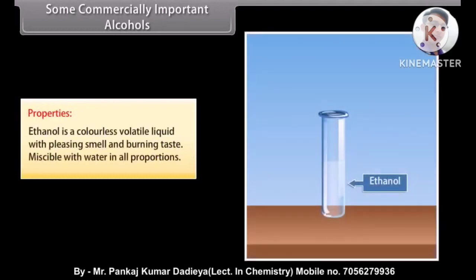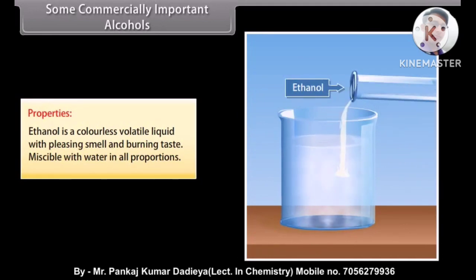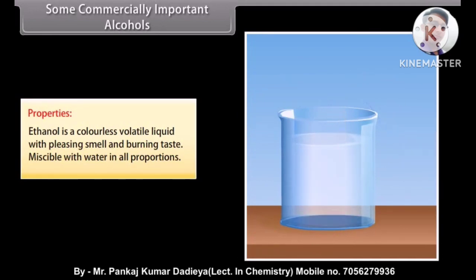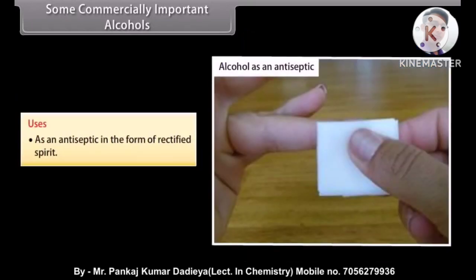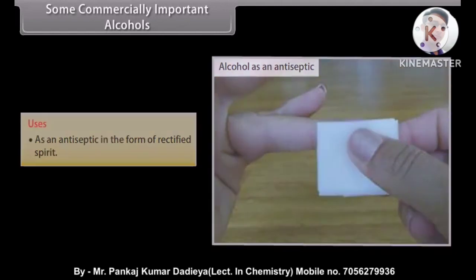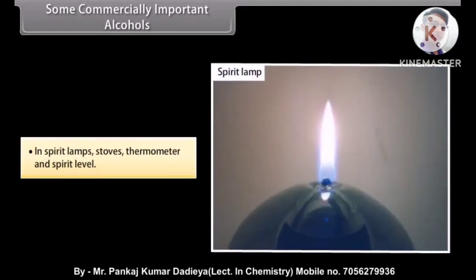Properties. Ethanol is a colorless, volatile liquid with a pleasing smell and burning taste, miscible with water in all proportions. Uses: as an antiseptic in the form of rectified spirit, as an antifreeze in the radiator of automobiles, in spirit lamps, stoves, thermometers and spirit level.